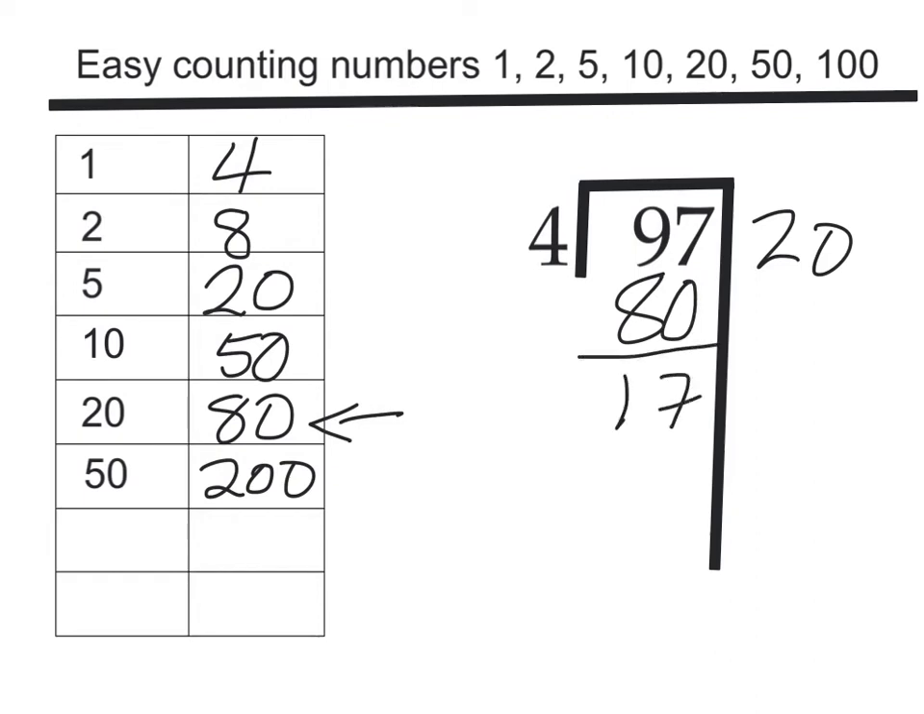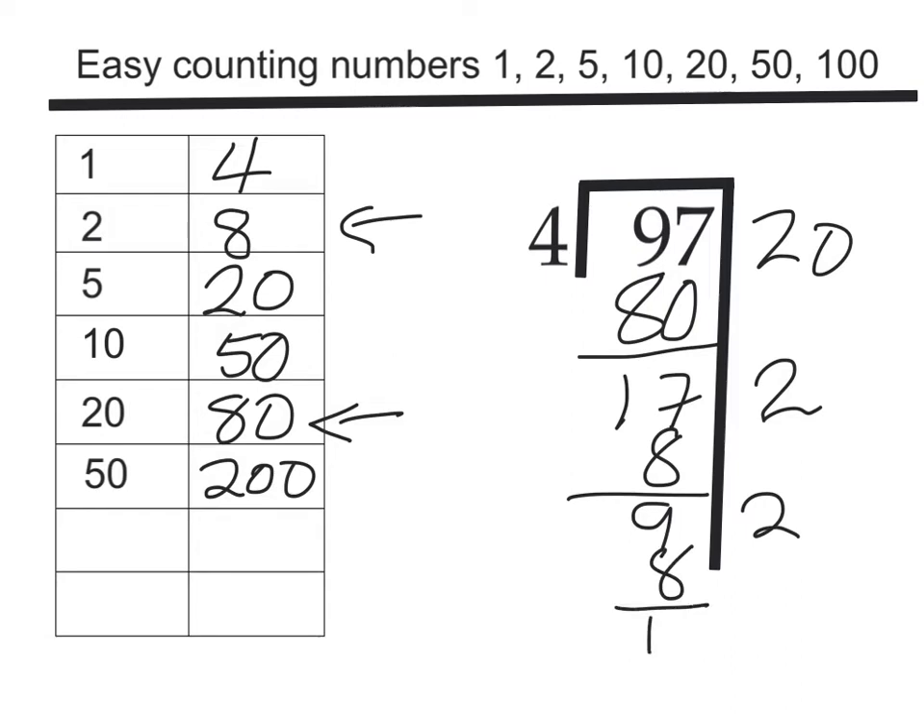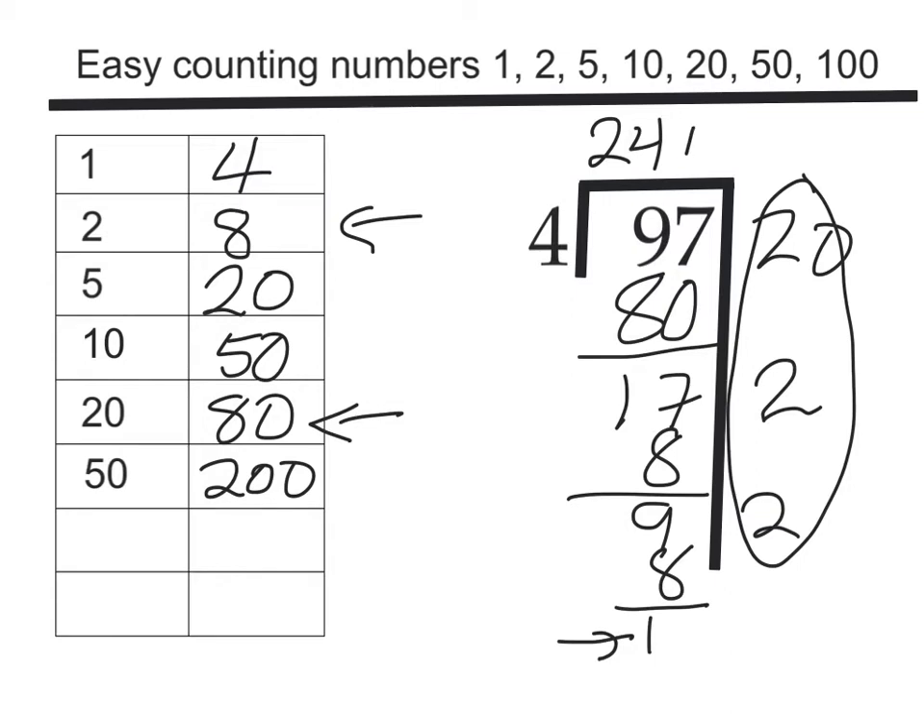You have $17 left. The next amount would be $8 that you could spend, because if you give them $2 each, you spend $8, and you do $2 again, and you're done. This is your remainder. Okay? And this right here tells you that the amount of money that each person received was a total of $24, and there was a remainder of $1.